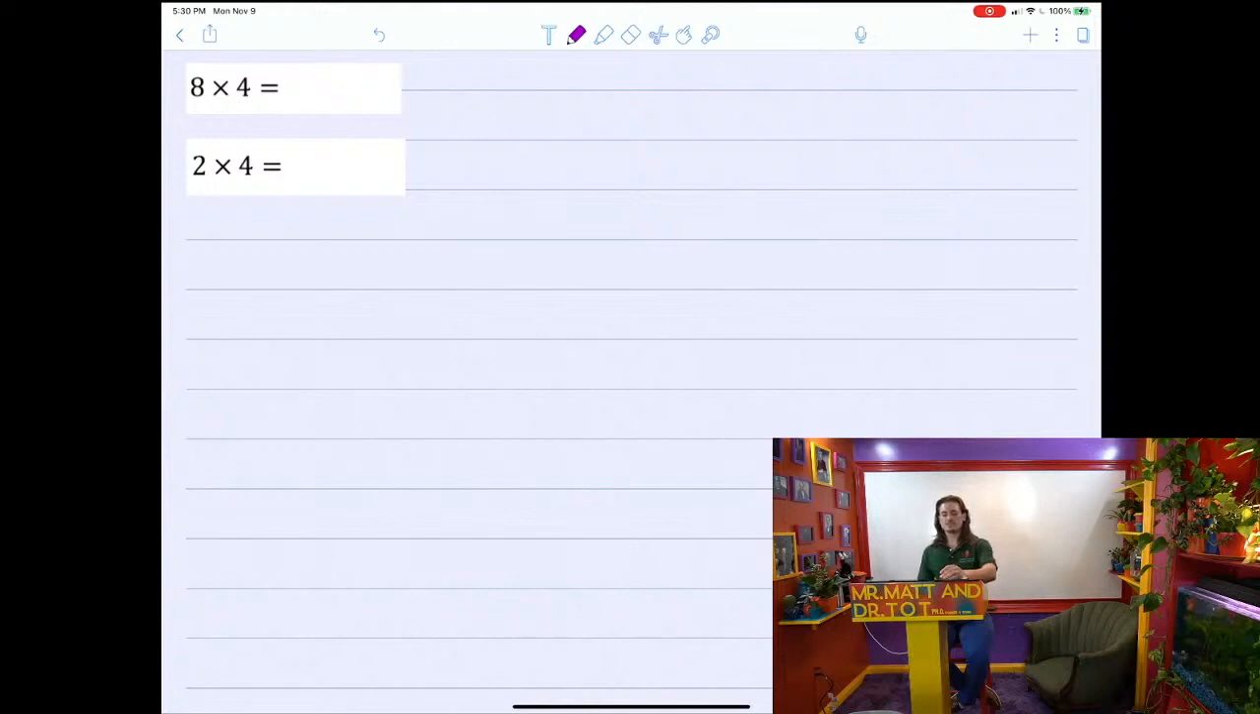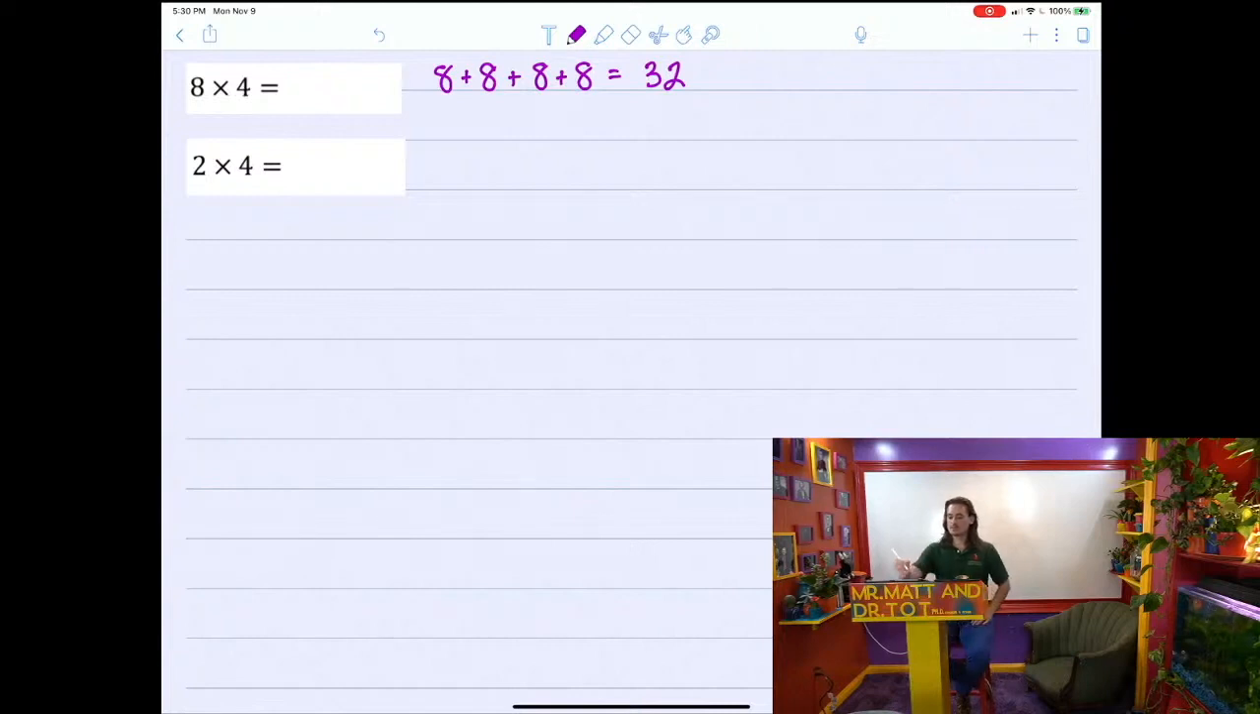So 8 times 4 is 8 plus itself 4 times. So 8 plus 8 plus 8 plus 8. 8 plus 8 is 16. 16 plus 8 is 24. 24 plus 8 is 32. So the answer to the first problem there is 32.